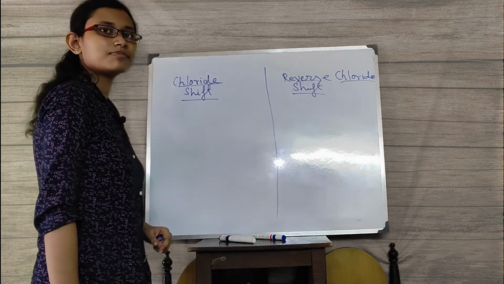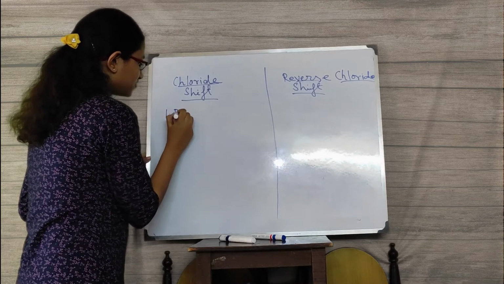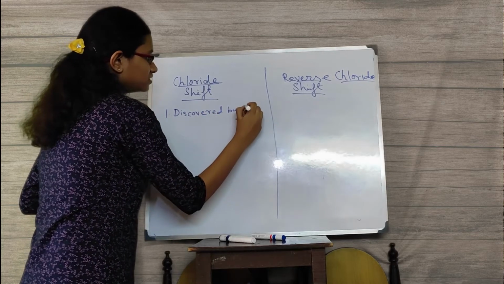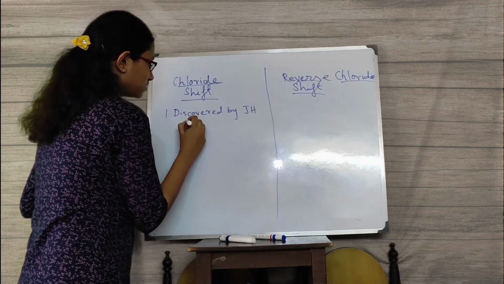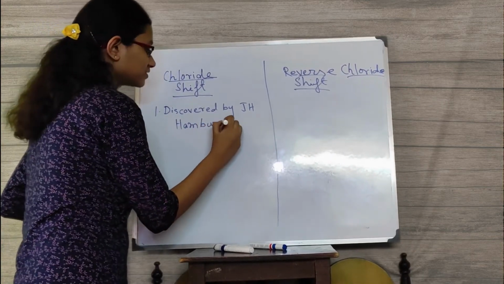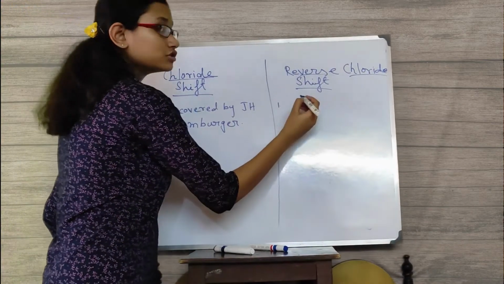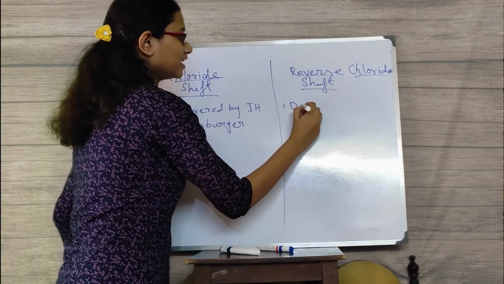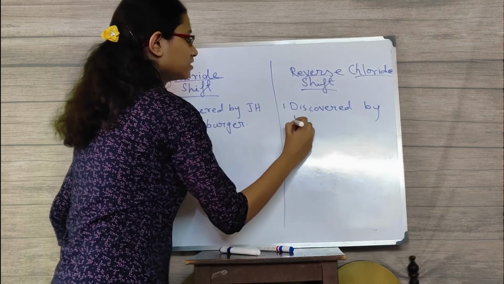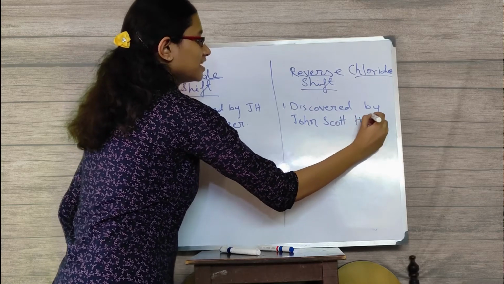Now first of all, who discovered both these phenomena? The chloride shift was discovered by J.H. Hamburger, and from there it got its name, Hamburger's phenomenon. The reverse chloride shift was discovered by John Scott Haldane.